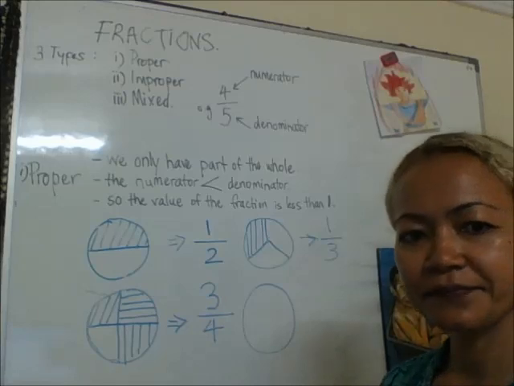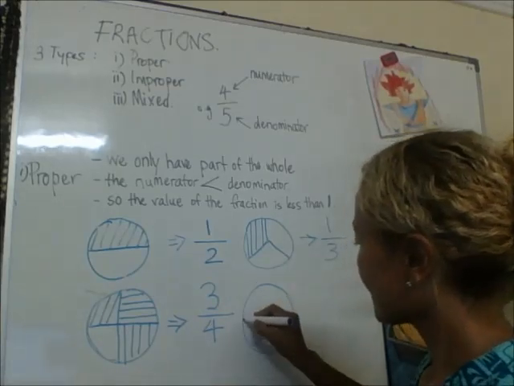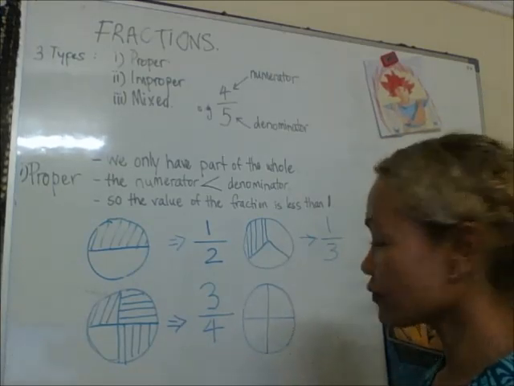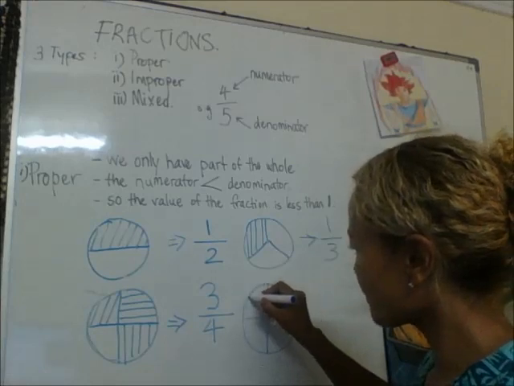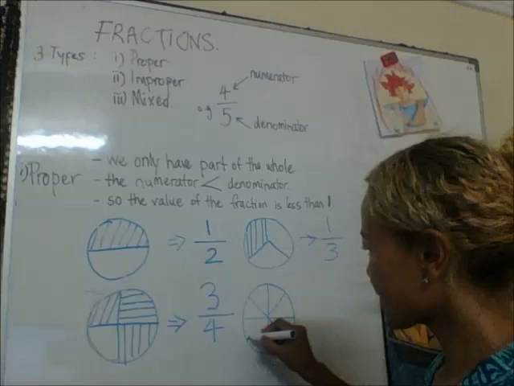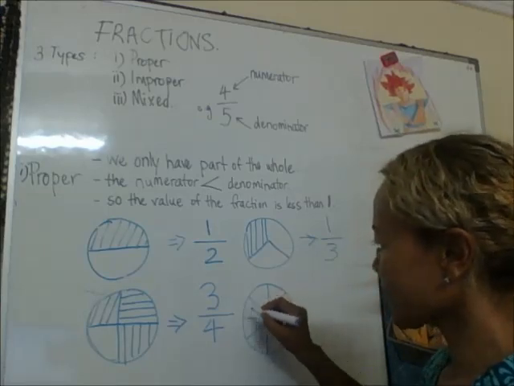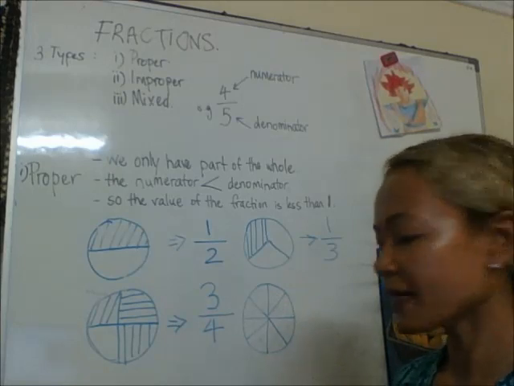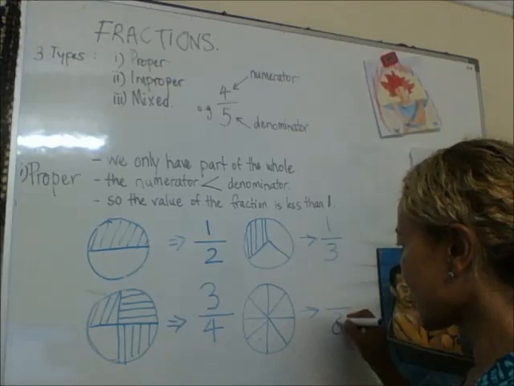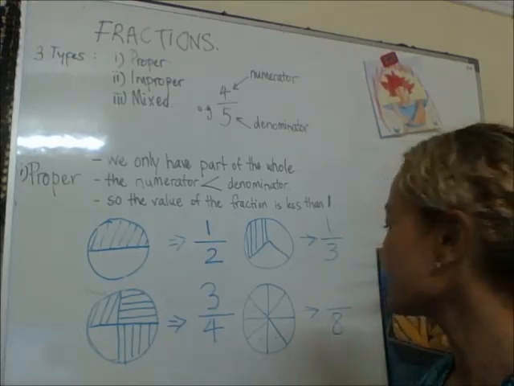Fourth example, say not only do I split it into 4, but each of the 4 I split into 2. So now there are, can you count? 1, 2, 3, 4, 5, 6, 7, 8. 8 equal parts. So the denominator is 8, because there are 8 possible equal parts.